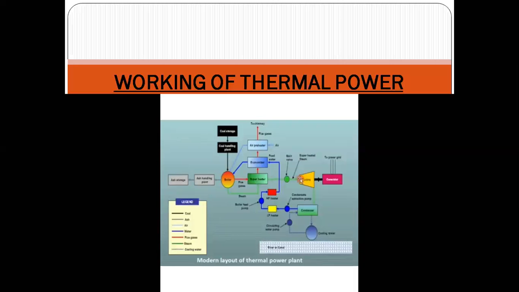The blades are mounted on the shaft, so the blades rotate, and then the shaft rotates. The shaft is directly connected with the generator or alternator. So here the electricity is produced.